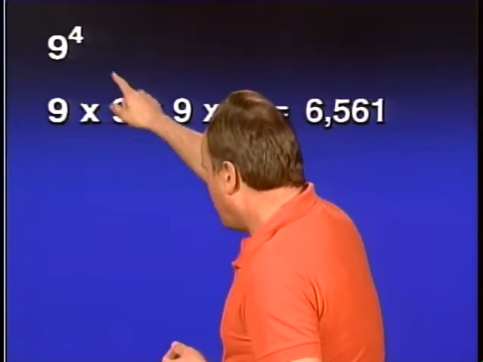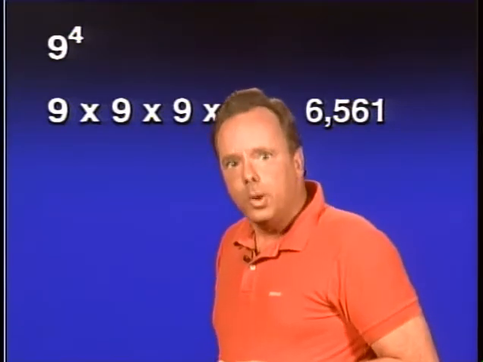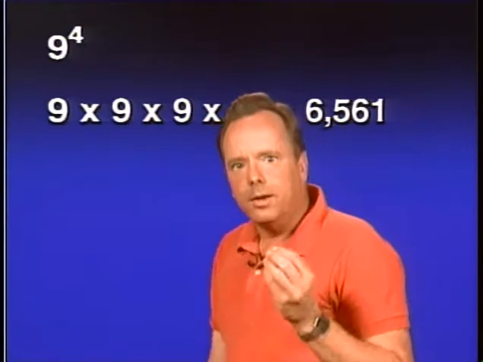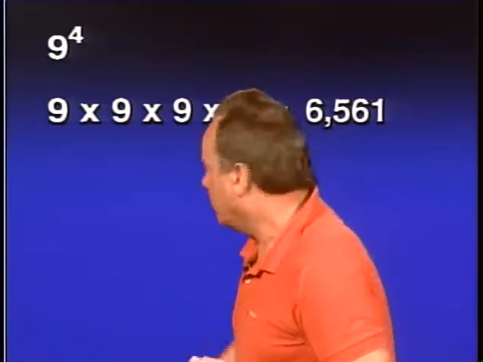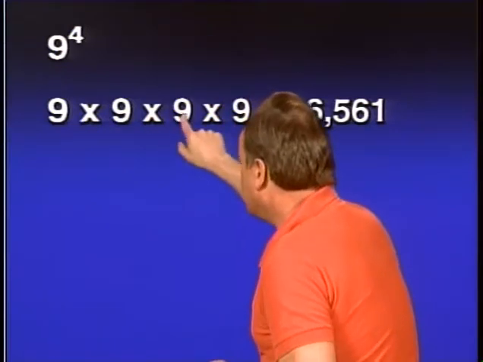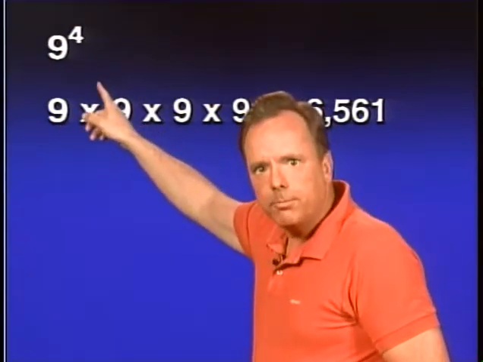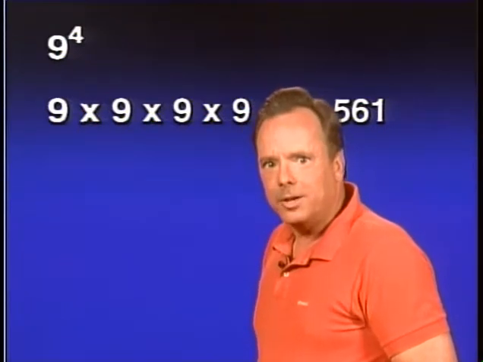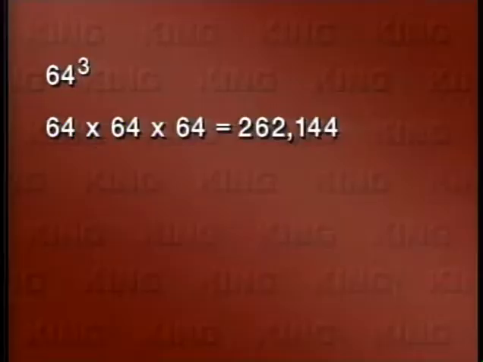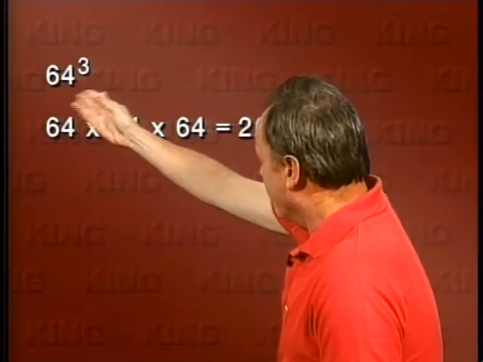For instance, they're going to say, what does the number 9 with a little 4 in the upper right-hand corner mean? Well, that means that 9 is raised to the 4th power, or 9 is used as a factor 4 times in multiplication. In other words, 9 times 9 times 9 times 9, using it 4 times, is 9 to the 4th power. And if you want to figure it out, you use your electronic calculator and you get an answer of 6,561 there.